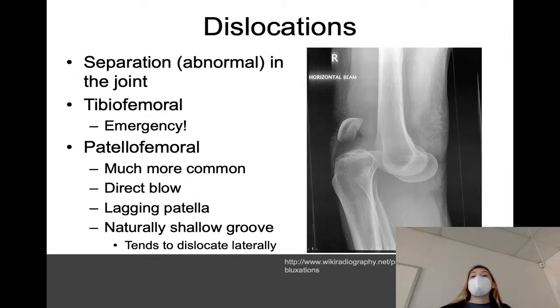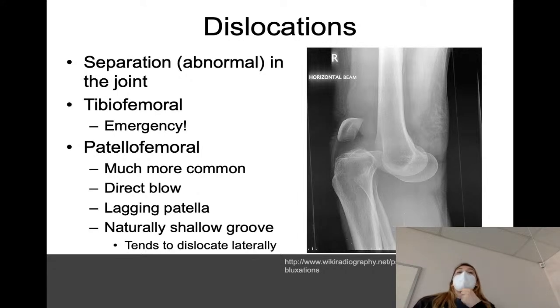You can also have a naturally shallow groove. So that groove that the patella sits in, if yours is really shallow, it's easy for it to pop in and out if your musculature is really over-imbalanced. You'll often see people have a very overdeveloped lateral quad muscle and a very underdeveloped medial muscle, so you'll tend to dislocate laterally. This is no big deal at all. But people will be like, oh, I dislocated my knee. And they did not. It's just their kneecap. It's super easy to put back in.